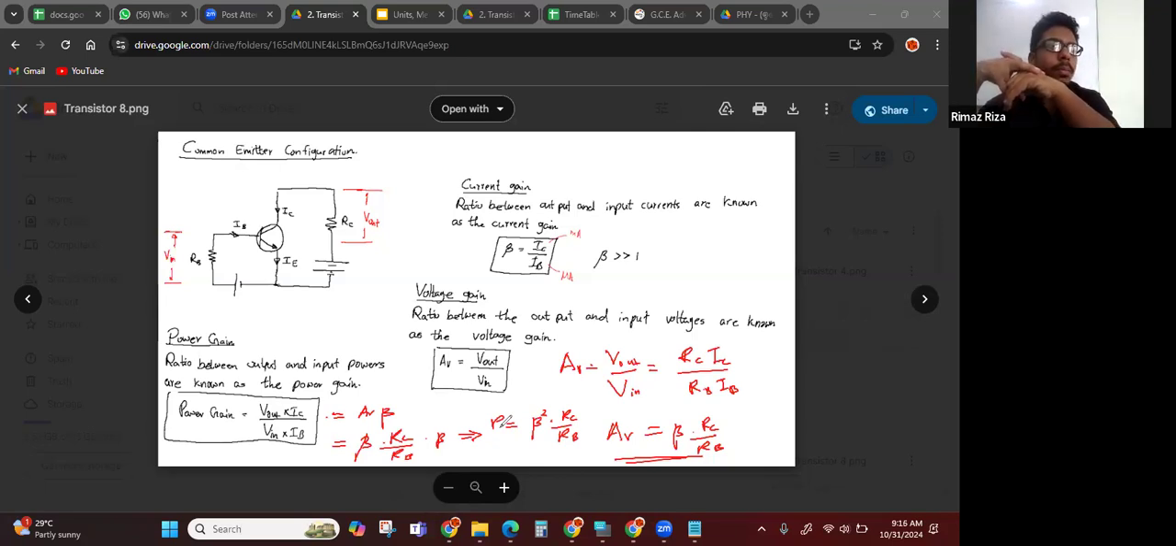Okay, and again I'll give you homework. Now this is the circuit, current gain, voltage gain and power gain for the common emitter configuration in NPN. So this is for the NPN. The same thing you have to do for PNP. You have to complete it for the PNP transistor under the common emitter configuration.